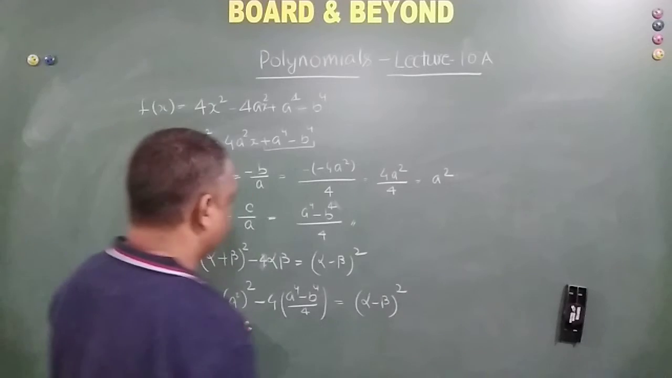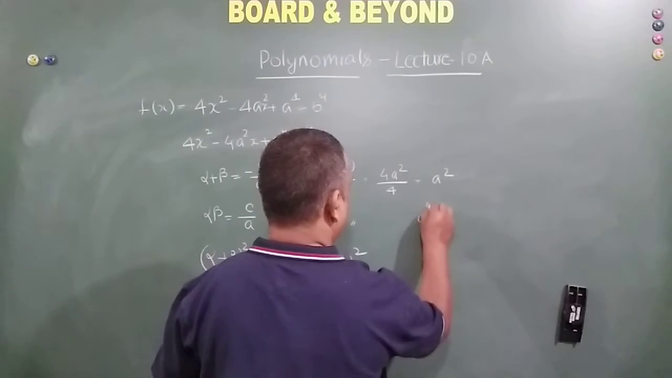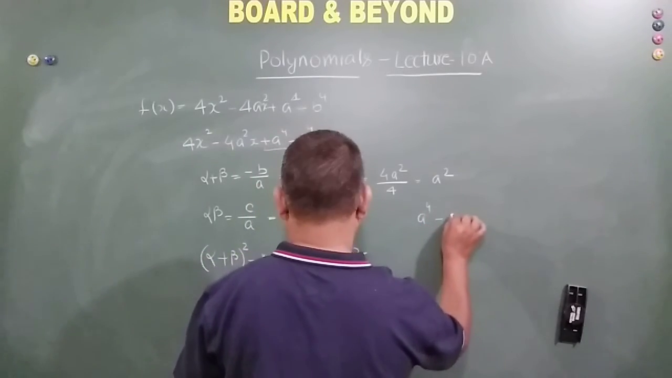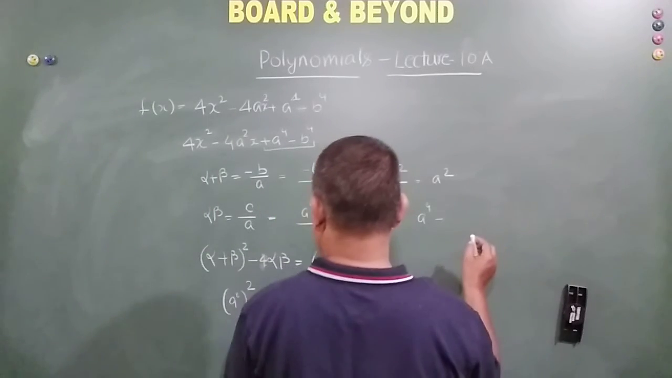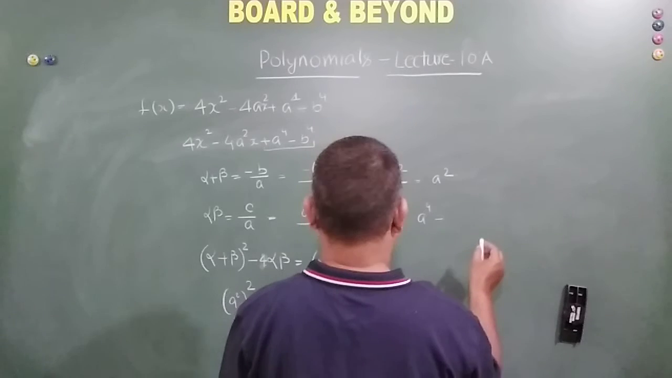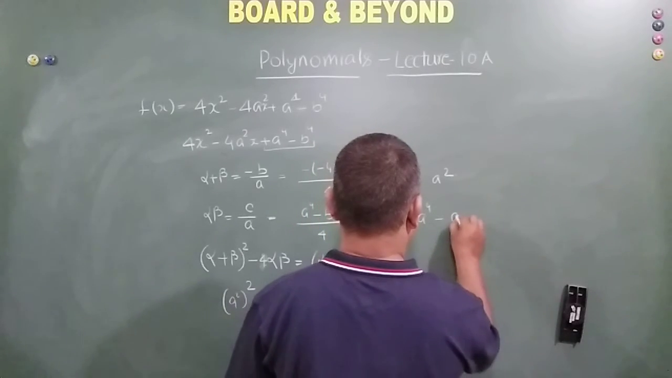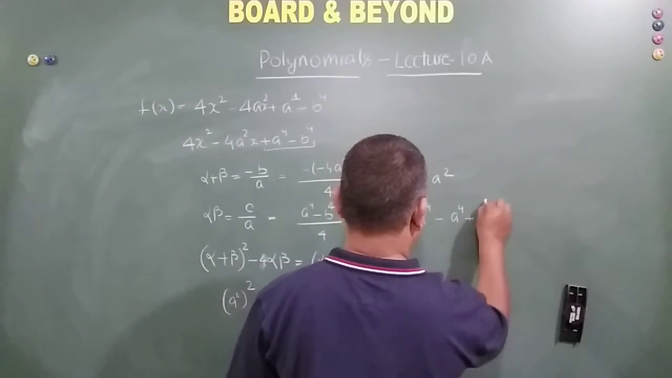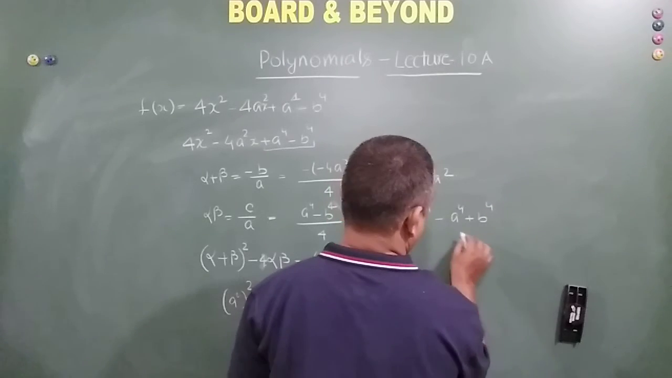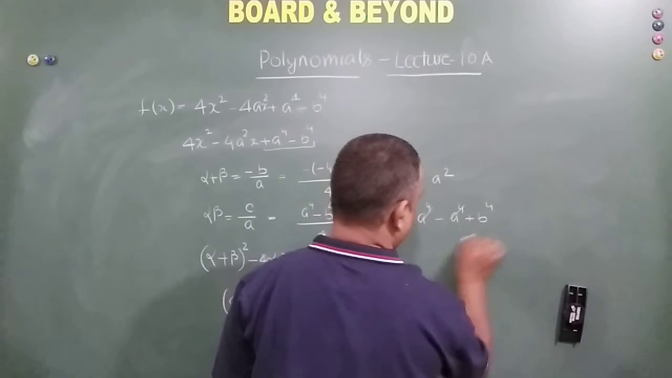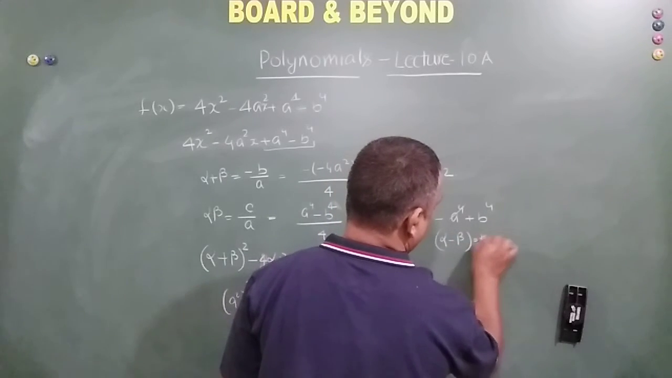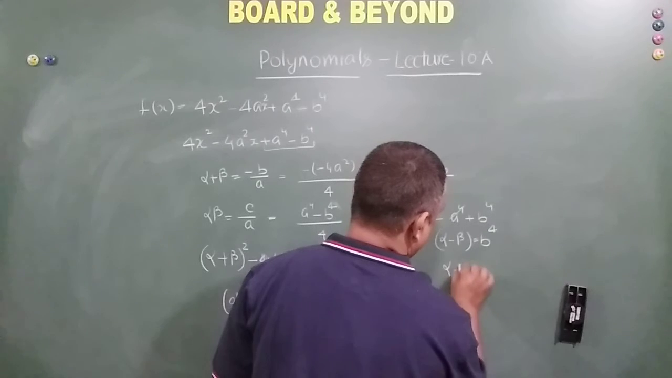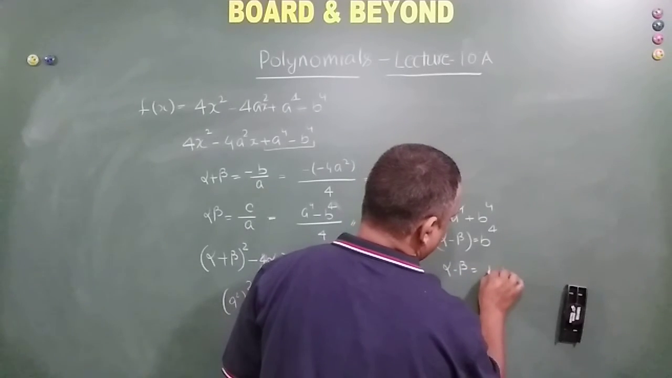Let's try to solve it here, my friends. This becomes a power 4 minus this 4, and 4 and 4 cancel, right? So this leaves me with minus a power 4 plus b power 4, right? So this and this cancel, so alpha minus beta is equal to b power 4, so alpha minus beta is equal to b square, plus or minus.